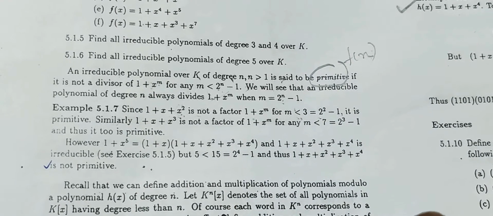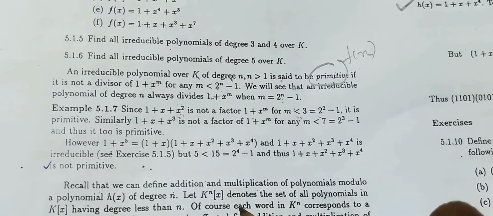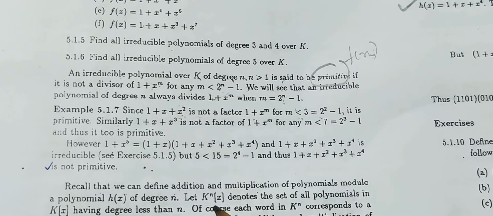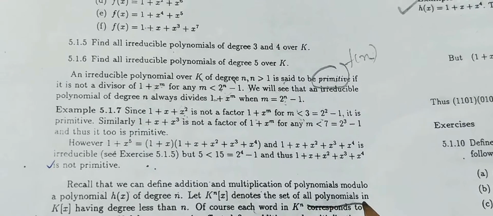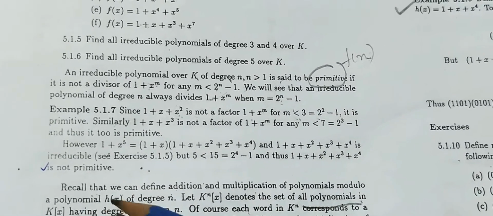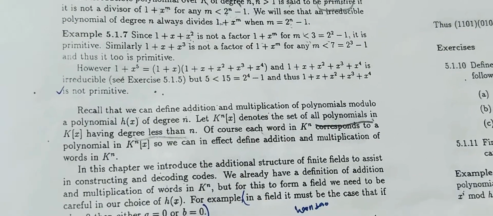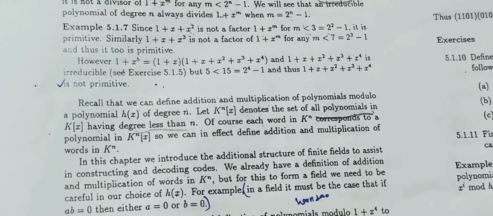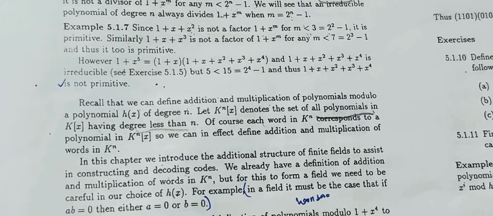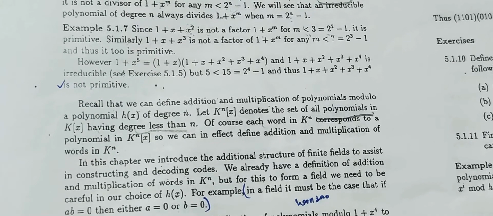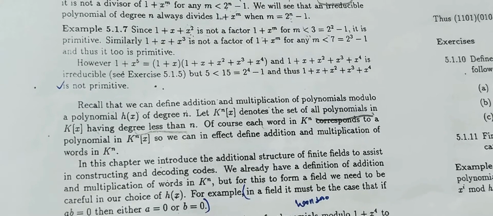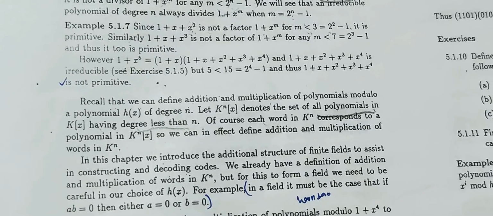And we already discussed that k of x is the set of all polynomials, and k n of x denotes the set of all polynomials in k of x with degree less than n. So k n of x is a set of all polynomials in k of x whose degree is less than n.